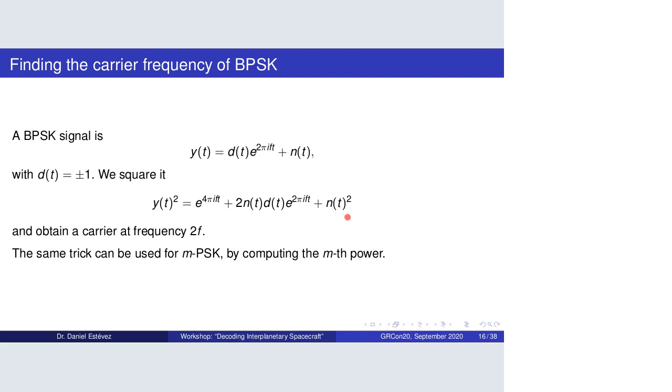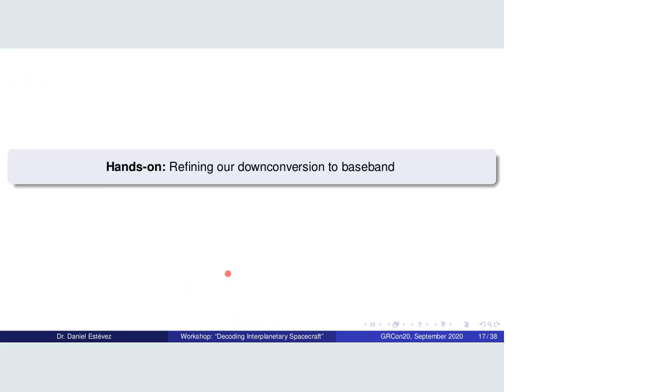And the rest of this, I don't care too much about it. It just looks like noise. There is nothing very specific about BPSK in this trick. The same would work for MPSK. So this is when you have multiple phase shift keying, by computing the Mth power instead of the power 2. And let's go and see how this looks like.